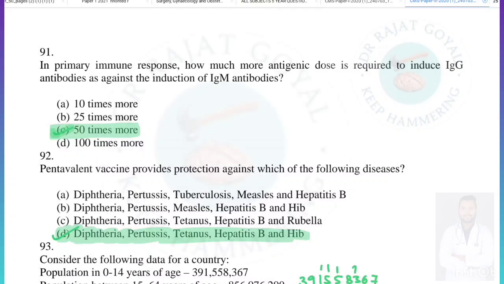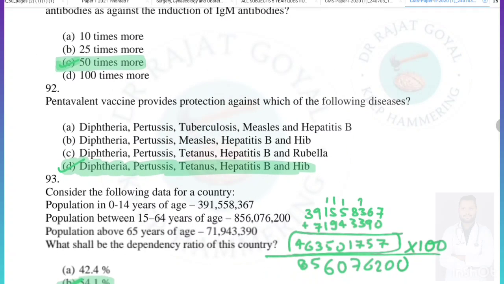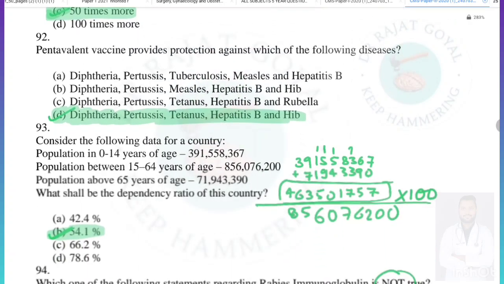Question 91. In primary immune response, how much more antigenic dose is required to induce IgG antibodies as against the induction of IgM antibodies? So, for IgG antibodies, it is 50 times more than for the IgM antibodies. So, answer here will be C.